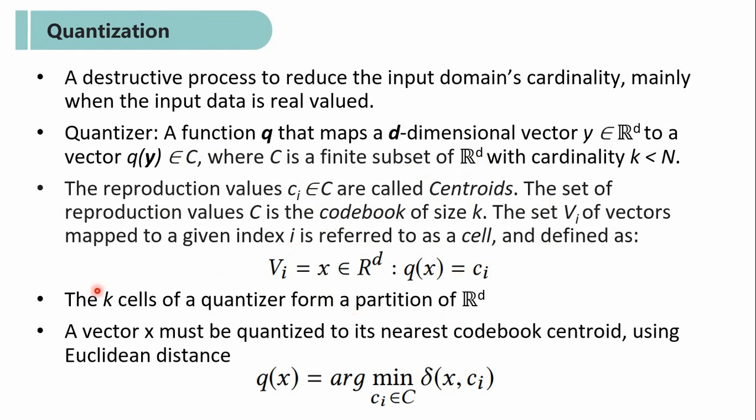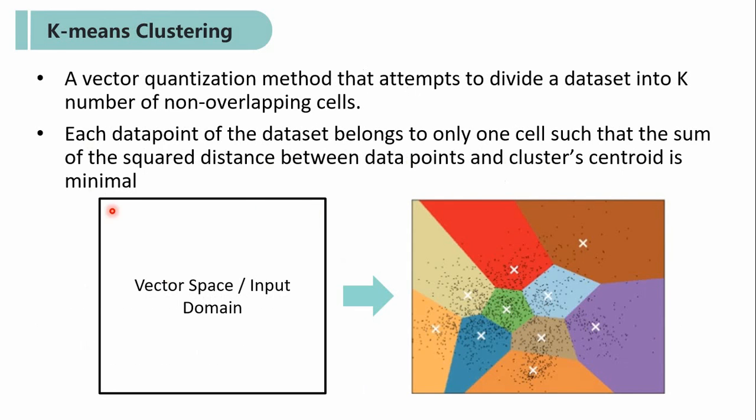It means that the cells basically partition the input domain into several Voronoi cells. A vector must be quantized into its nearest codebook centroid using Euclidean distance. So we can see that this is our input space, and after running k-means clustering for several iterations, it generates Voronoi cells in the input domain. These crosses show the centroid of each Voronoi cell, and all the data vectors belong to their Voronoi cell.